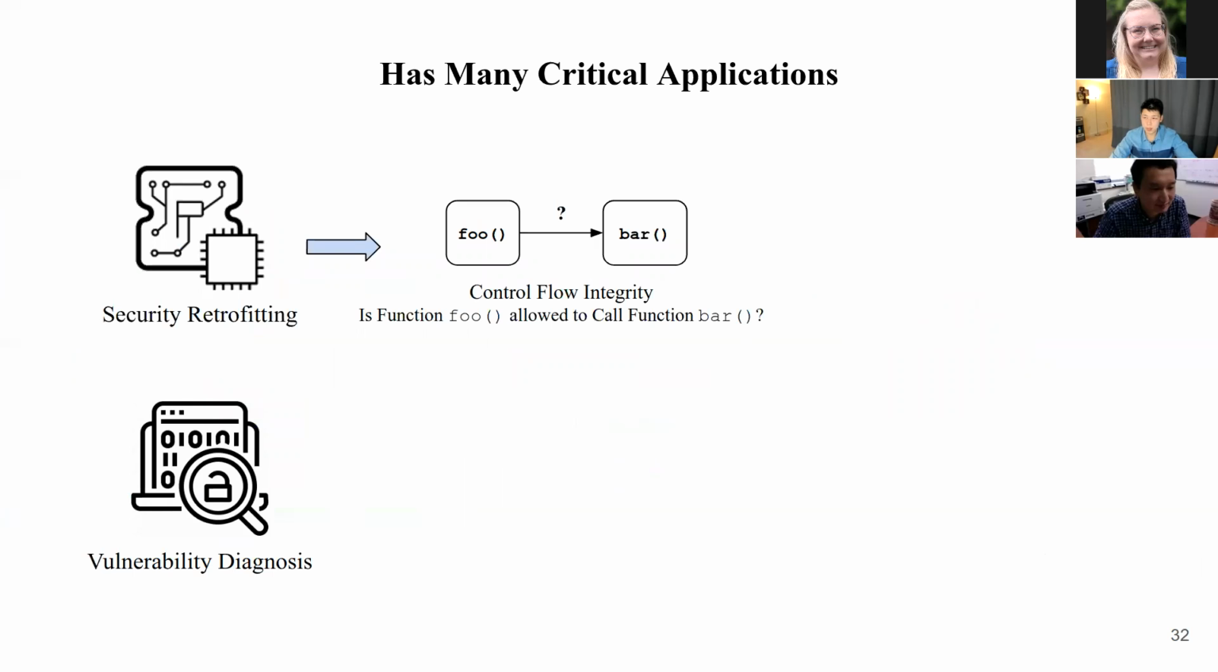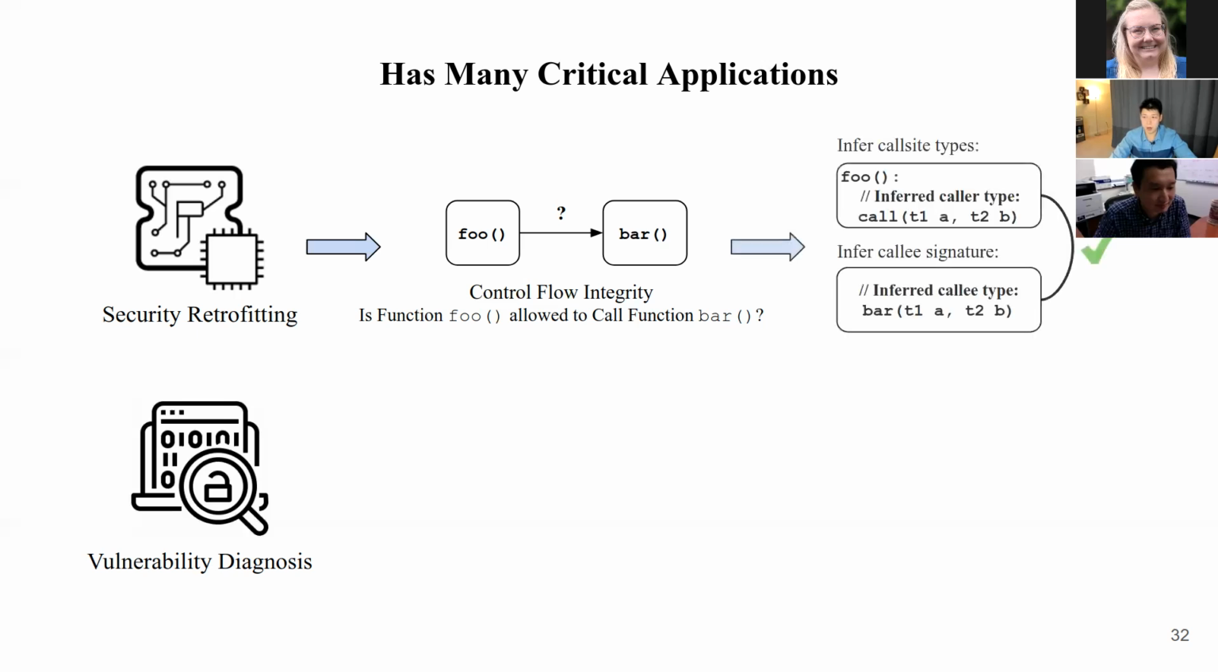This requires reconstructing the call graph, as indirect calls at the binary level often complicate the problem. Existing techniques often resort to type inference to predict the function signatures of both the call site and callee. If the types match, we know that the call may reach bar. If they don't match, we know for sure that the call cannot reach the callee.